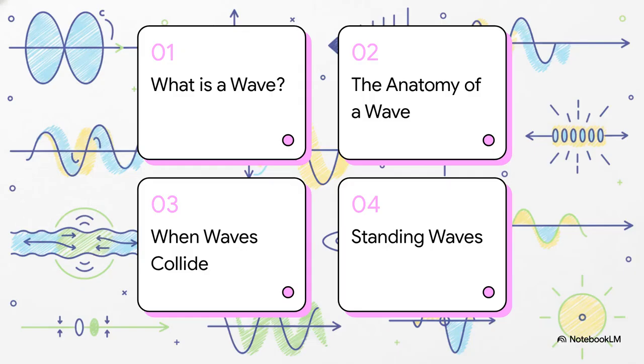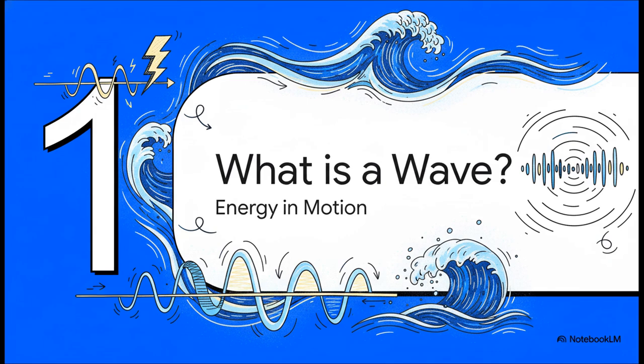All right, so here's our game plan. First up, we'll nail down what a wave actually is. Then we're going to dissect one, look at its anatomy. After that, things get dramatic as we explore what happens when waves collide. And to finish it all off, we'll get to see the absolutely beautiful, stable patterns they create through something called resonance. Okay, let's get right into it.